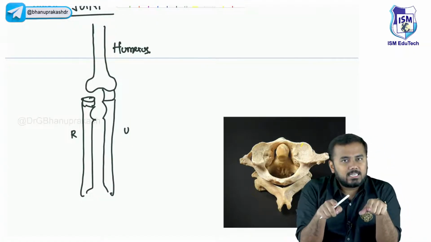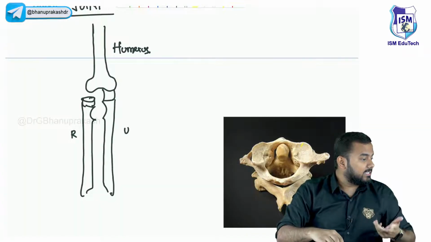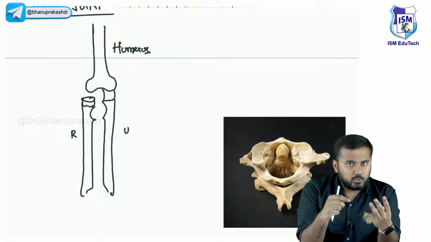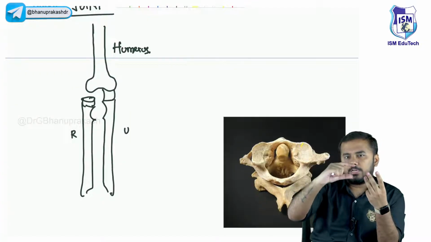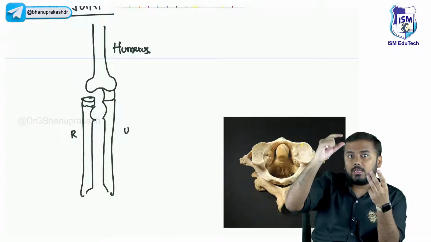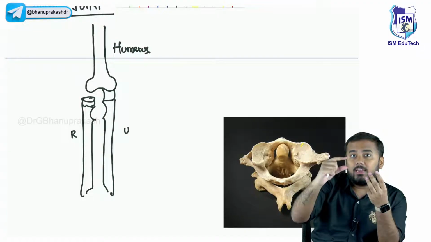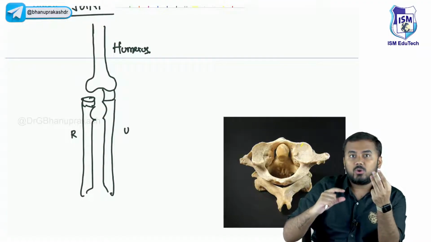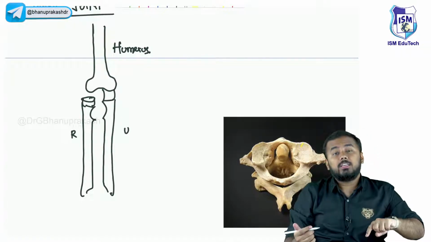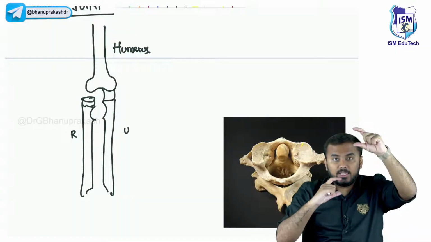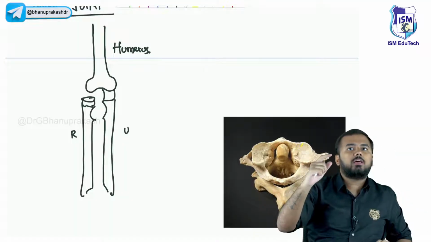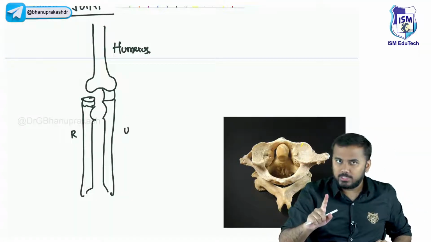If you remember, in yesterday's class I told you that between the radius and ulna we have three important joints. One is located on the top, one in the middle, one at the bottom. The top one is called the superior radio-ulnar joint, the middle one is the middle radio-ulnar joint, and the bottom one is called the inferior radio-ulnar joint. You remember that, right? I also told you that the superior and inferior radio-ulnar joints are both movable joints, but the middle radio-ulnar joint is not a movable joint.